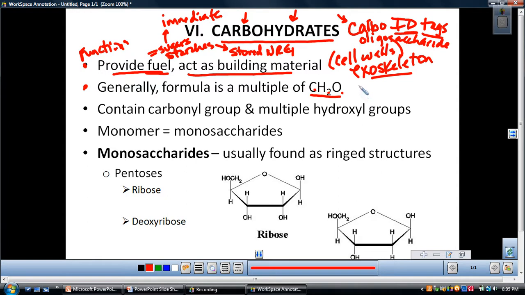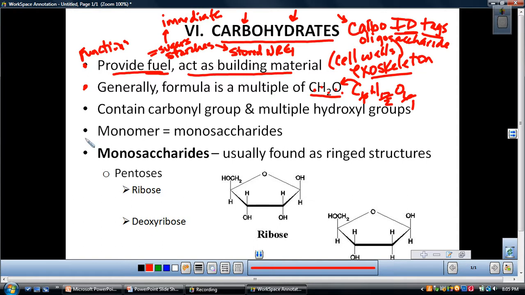For example, if I gave you the formula for glucose, it's C6H12O6. If I reduce these three to the common denominator, 6 goes into 6 one time, 6 goes into 12 two times, 6 goes into 6 one time, I get 1 carbon for every 2 hydrogens for every 1 oxygen. That's the same thing as what you see written here as CH2O. So that's the general formula. You're only going to see carbon, hydrogen, and oxygen in a carbohydrate with a ratio of 1 carbon to 2 hydrogens to 1 oxygen.